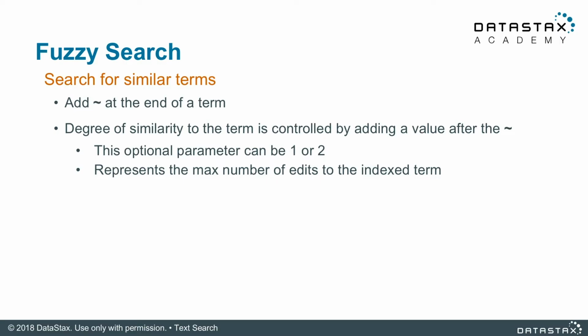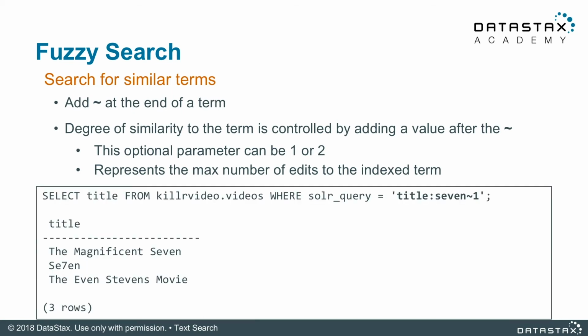With fuzzy search, you can search for documents that have a term that is similar to the search term. This kind of search can be enabled by adding a tilde at the end of a term and optionally adding a value of 1 or 2. This value represents the number of single character edits that would be needed to change the matched term to the search term. The example below shows a fuzzy search that will match terms similar to the term 7.